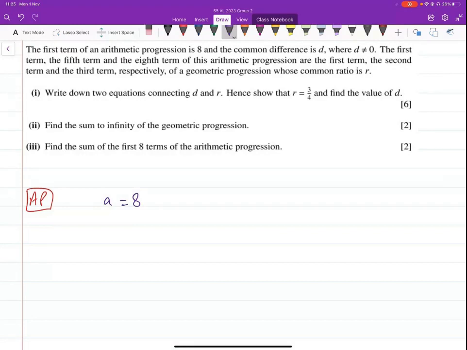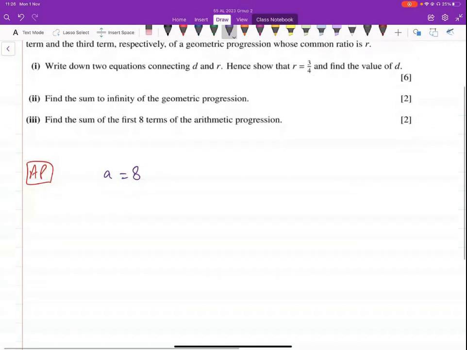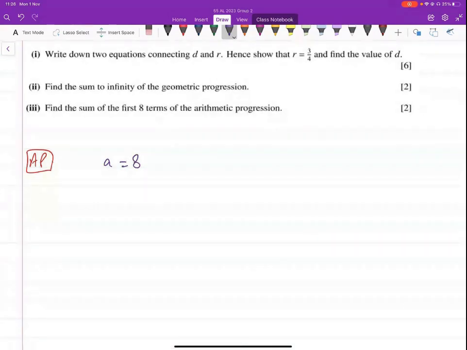It says the first term, the fifth term, and the eighth term of this AP are the first term, the second term, and the third term respectively of a GP. Right? So the first, fifth, and eighth terms are the GP's first three terms. So what can we do? We can write down these terms. Let's actually write those down.